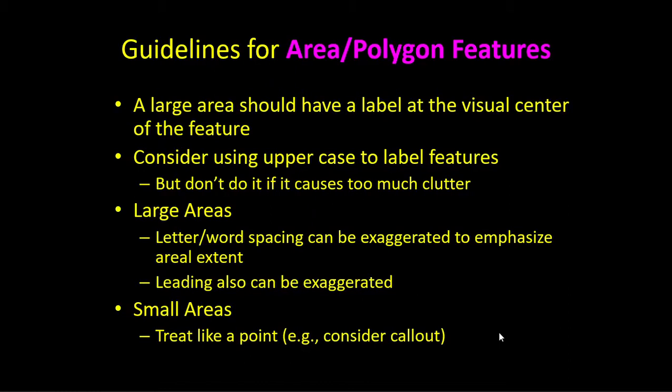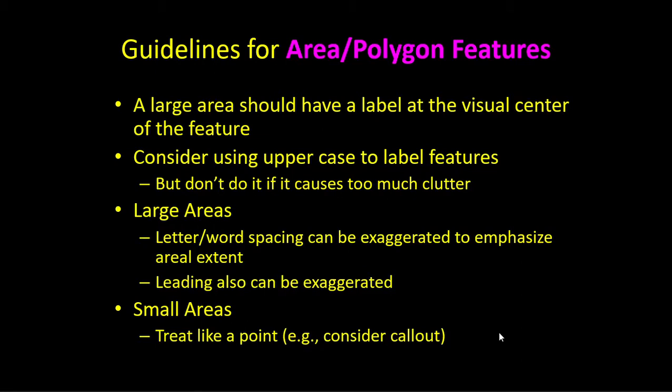Now let's talk about guidelines for our polygon features. For the larger areas on our map, it's all relative to scale. If we're zoomed into a particular city in Indiana, then the counties are going to be the big areas. The key idea is that in those large areas, typically the visual center of the feature is where you want to put the label. This is where you can consider using uppercase to label features. But I wouldn't do it too much, especially because the uppercase is going to cause a little bit more cluttering.